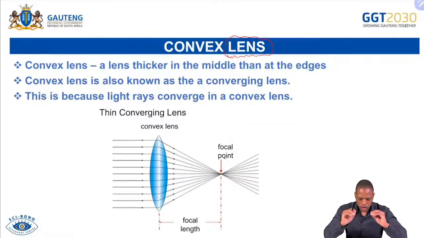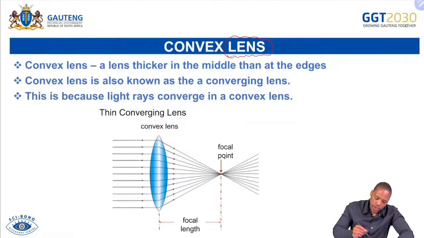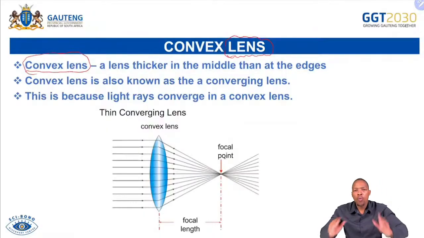Okay, so let's go and talk about lenses. We are going to look at two types of lenses. The first one is going to be the convex lens. Even though this is not a formal definition, as there is no definition in our exam guideline, we just want to be able to differentiate between a convex lens and a concave lens.